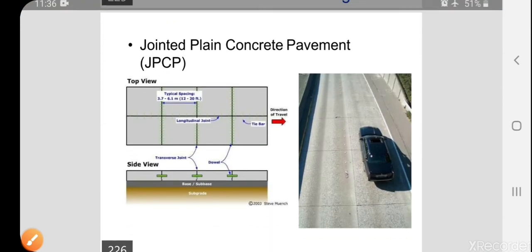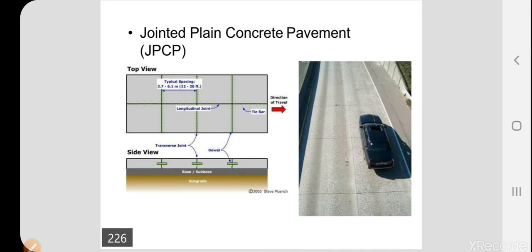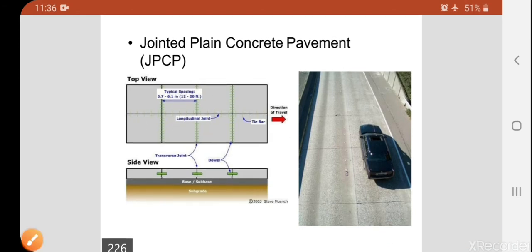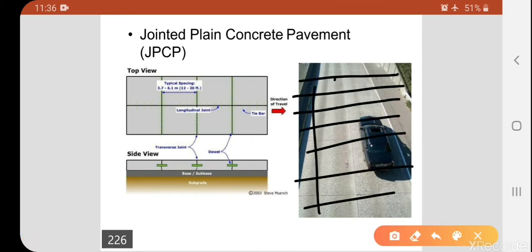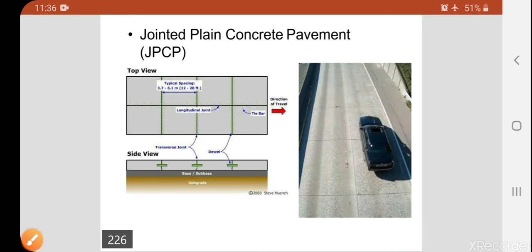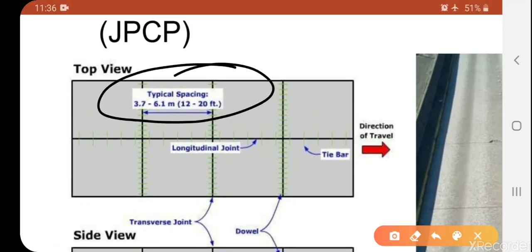Next, jointed plain concrete pavements. As already known, in jointed plain concrete pavements there will be bars in the concrete. They construct the roads with continuous bars in the longitudinal as well as the lateral directions. See here clearly, the typical spacing will be 3.7 to 6.1 meters, or you can call it 12 to 20 feet.